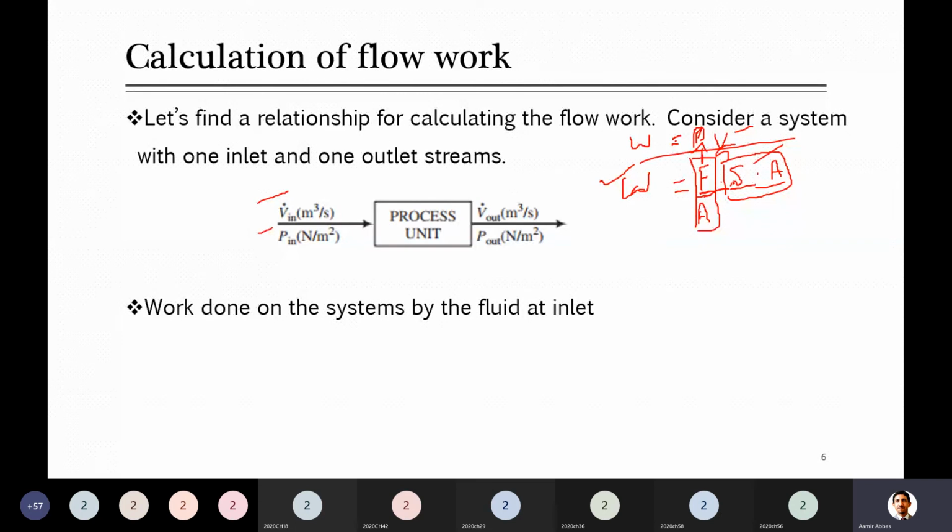So overall, work done on the system by the fluid, for example at the inlet of this process, can you tell me how much work will be done? What will be the equation? It is P in V in, so overall I can write here that work is equal to P V dot. What does this dot mean now? He has put dot everywhere.